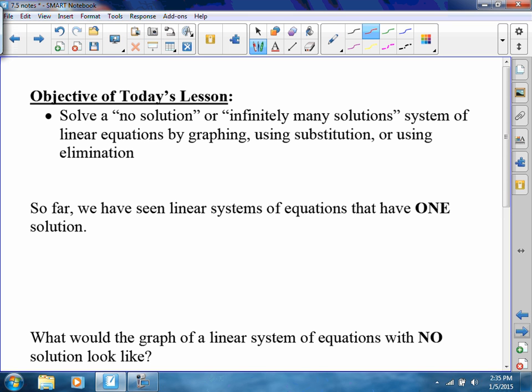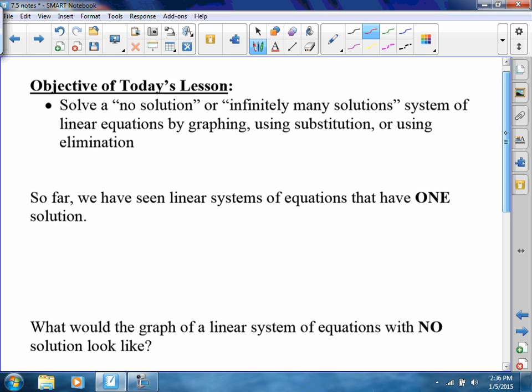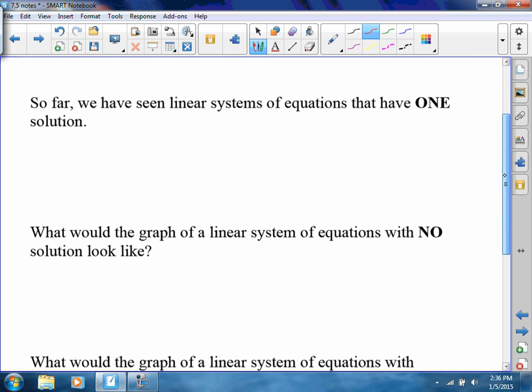And today we're going to solve special types of systems of equations, meaning that they're going to have no solution or infinitely many solutions. And we're going to solve them by either graphing or doing substitution or elimination. And again, we're probably going to do substitution and elimination more, but graphing is a good way to look at it so that you can see what it means to have no solution or infinitely many solutions.